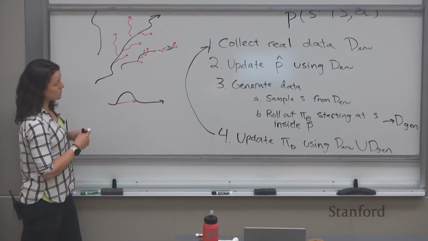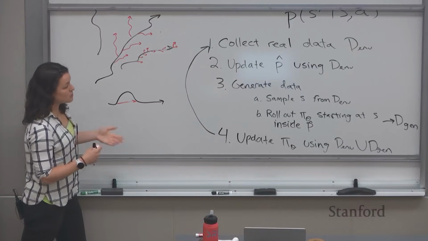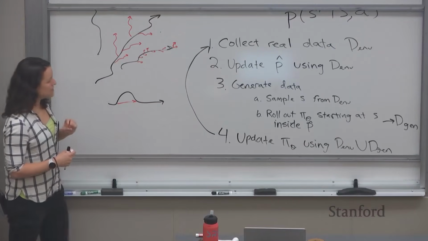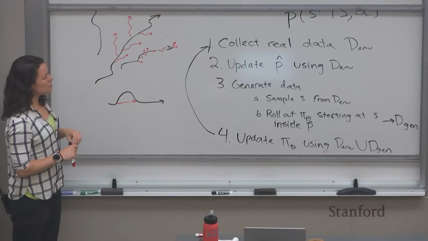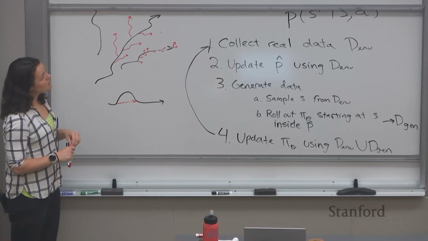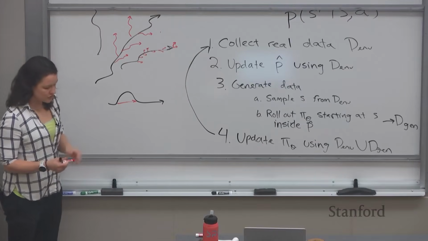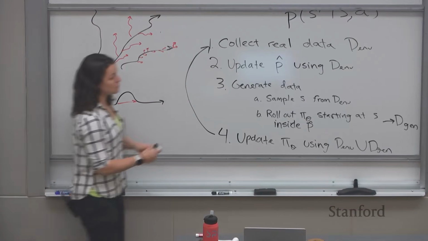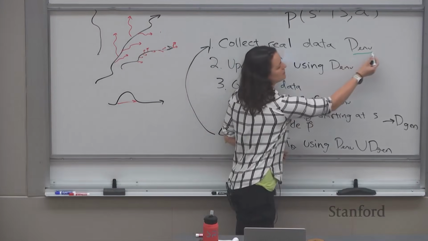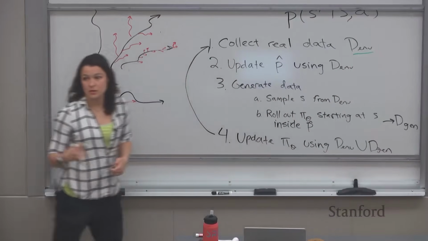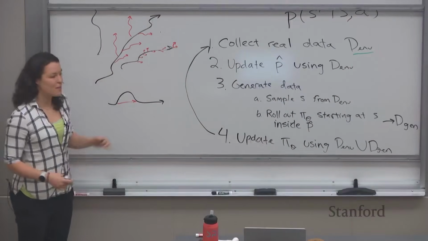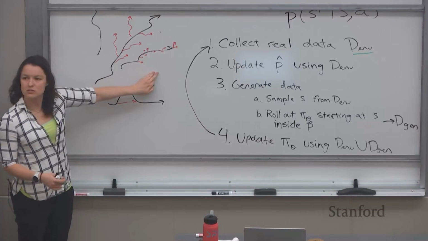In terms of convergence speed, or the speed at which you'll get a good policy, generally the thing that we're often trying to minimize is the amount of real data that we need. And this will allow you to get a good policy with less real data by using these red trajectories.